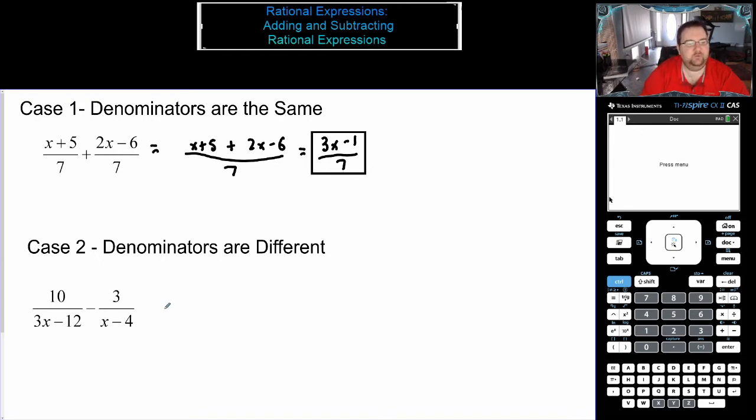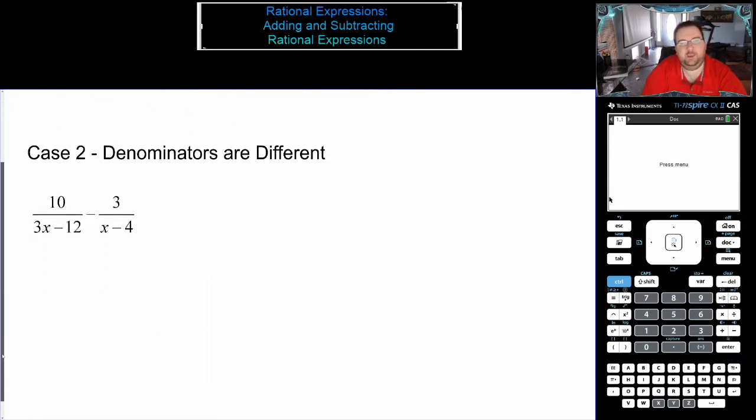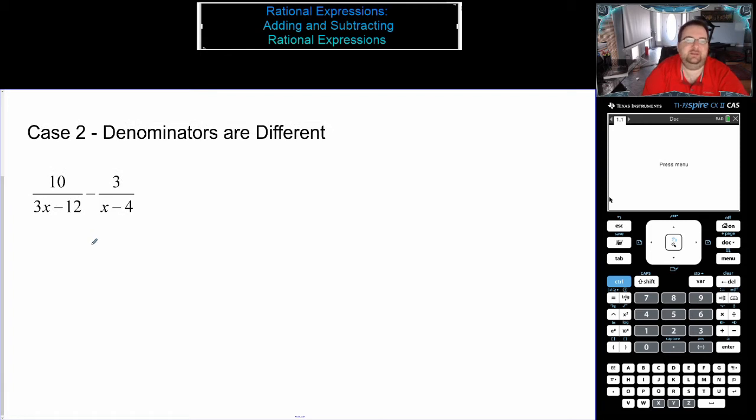Now, in case 2, I'm dealing with a problem where my denominators are different. And this is where things start to get a little bit more complicated. But hopefully with the practice that we've been doing in previous lessons, you'll be able to identify the steps needed to solve these. So the first step I'm going to do is factor everything. Let's do the first one: 10 over, and I'm going to factor out this 3, and I'm left with 3 times (x minus 4). Minus 3 over x minus 4.